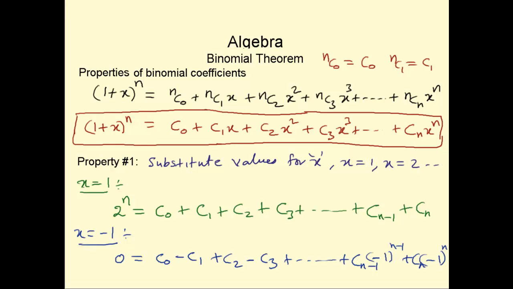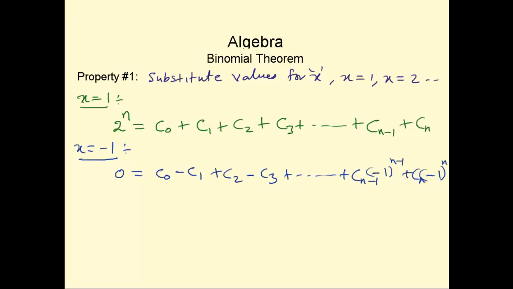So one thing to note is when you add all the binomial coefficients by themselves, say C0 plus C1 plus C2 plus C3 and so on till Cn, then the result is 2 raised to the power n. Once you have alternate negatives, say C0 minus C1 plus C2 minus C3 plus C4 minus C5 and so on, then the result is 0.